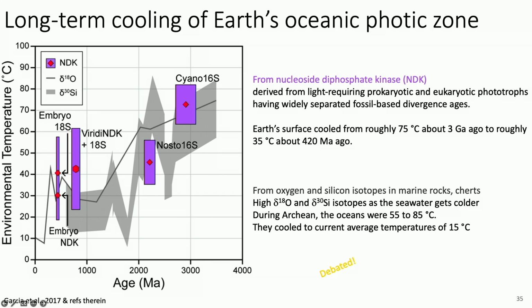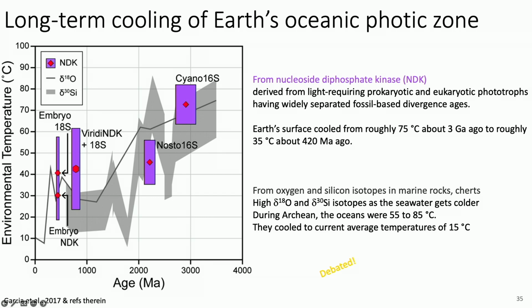The authors here claim that around 3 billion years ago, the surface of the ocean was quite hot, maybe up to 75 degrees C, and then cooled down slowly until 1 billion years ago, and then it stayed like this. Well, we're actually more in this range here, so there's a little inconsistency to start with here.